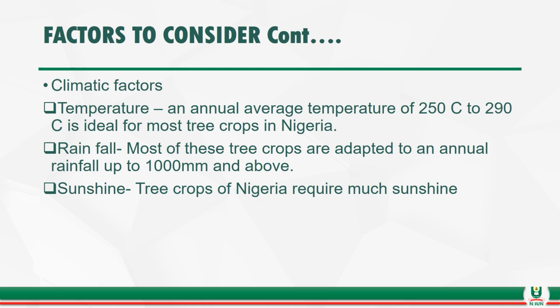So we have to equally look at the climatic factors. We have to look at the temperature. An annual average temperature of 25 degrees centigrade to 29 degrees centigrade is ideal for most tree crops in Nigeria. Rainfall, most of these tree crops are adapted to an annual rainfall of 1,000 millimeters and above per annum. We have to look at the sunshine. Tree crops in Nigeria require much sunshine, and so we have to avoid places that are always cloudy and damp.